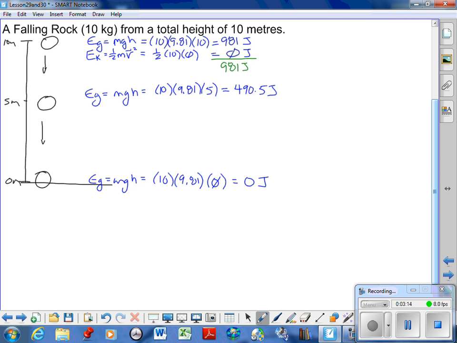In between, we've got to find our EK. So 1/2 mv squared equals 1/2 times 10. Now I need to find that velocity there, and at the same time, kill two birds with one stone, so to speak. So how do we find that velocity? Well, off to the side, we've got to do some calculations. We're going to have to use our kinematics formula.